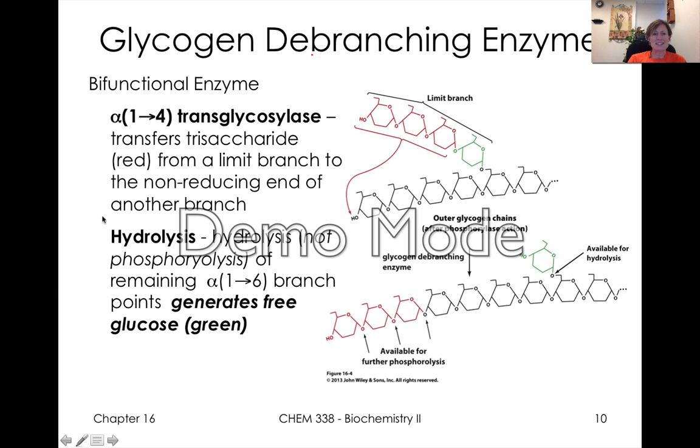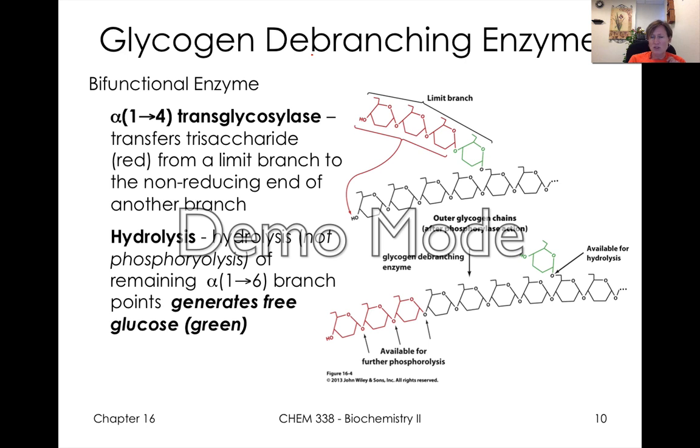What we have now is the second activity of the glycogen debranching enzyme that's going to facilitate this process, and this is a hydrolysis process. This is truly a hydrolysis process. In this case, we're going to have water that nucleophilically attacks and helps cleave this glycosidic bond, so this green residue really is liberated as free glucose.